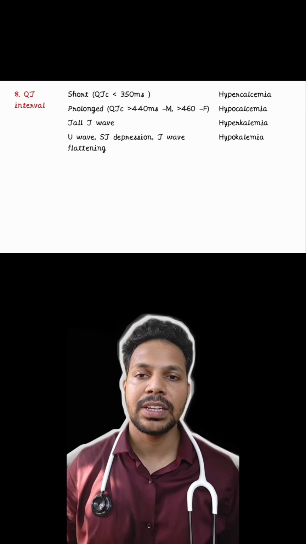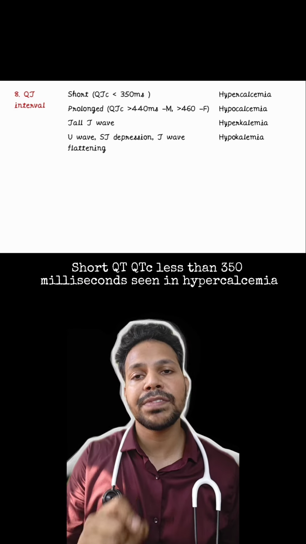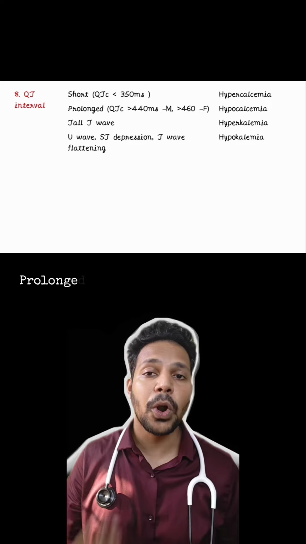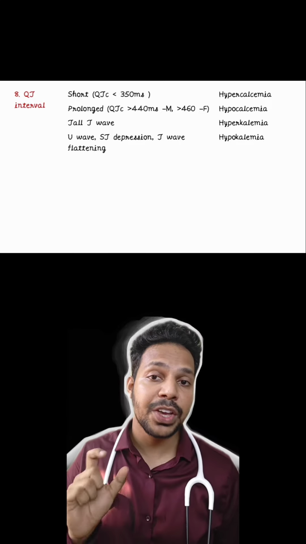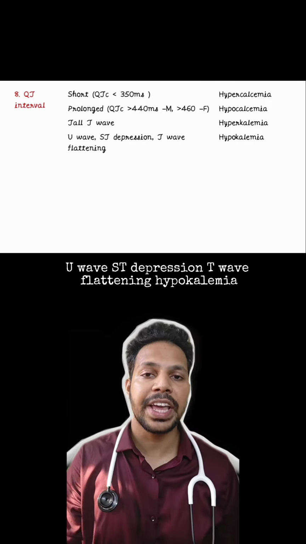Lastly, look at QT interval. Short QT, QTc less than 350 milliseconds seen in hypercalcemia. Prolonged QTc can be seen in hypocalcemia. Tall T wave, hyperkalemia. U wave, ST depression, T wave flattening, hypokalemia.